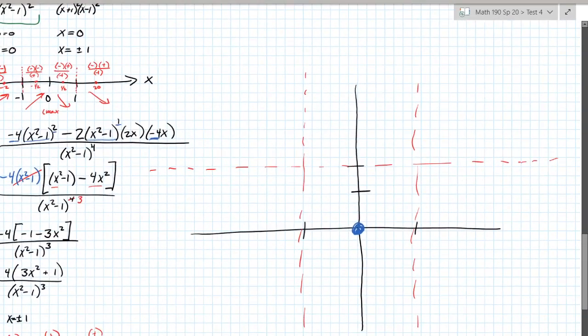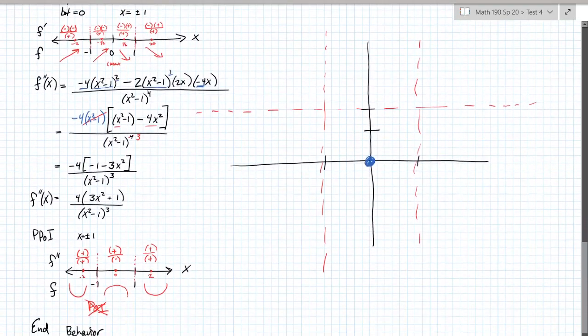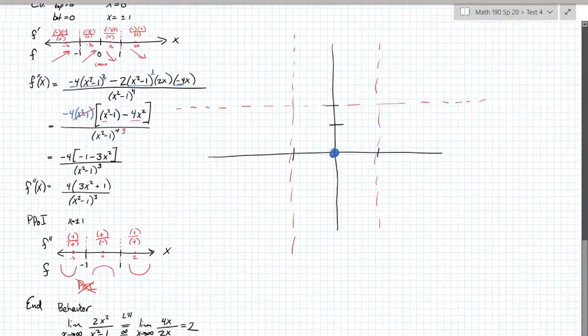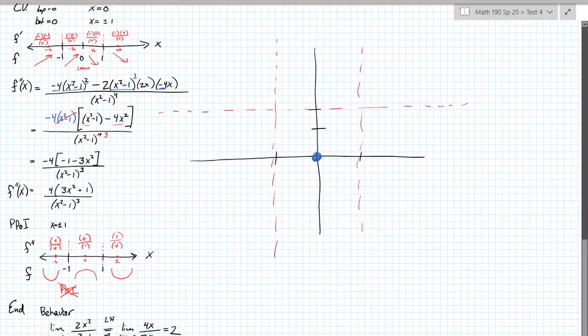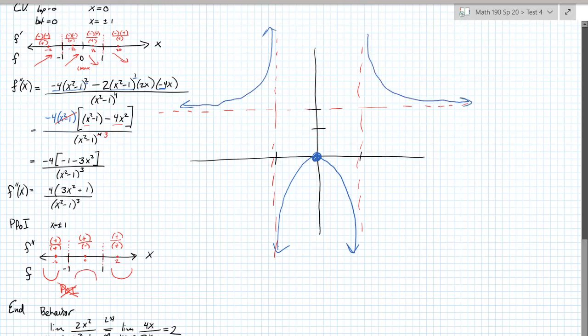As a reminder, the curve can cross a horizontal asymptote, but not a vertical asymptote. So looking at our number lines, we have something that goes like this, something that goes like this, something that goes like this. Notice all the features. We have a function that is increasing and concave up from negative infinity to negative 1.